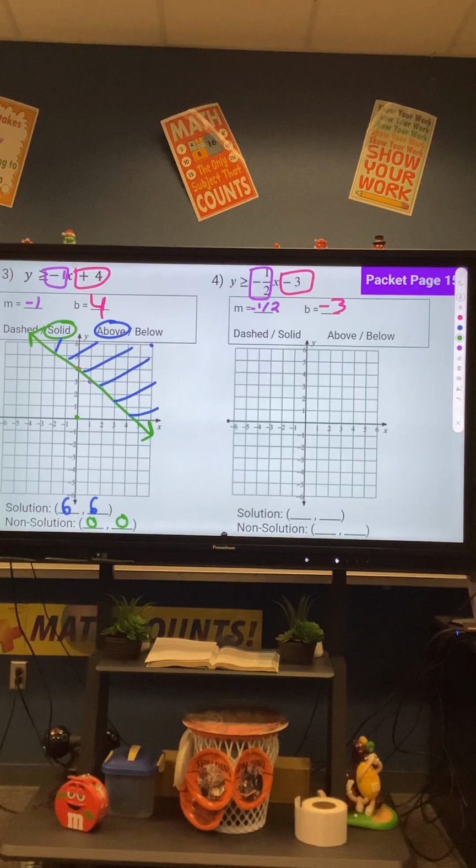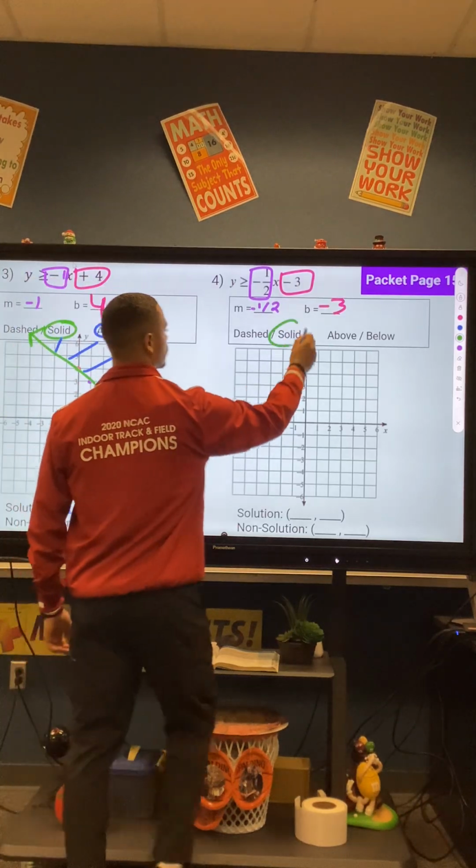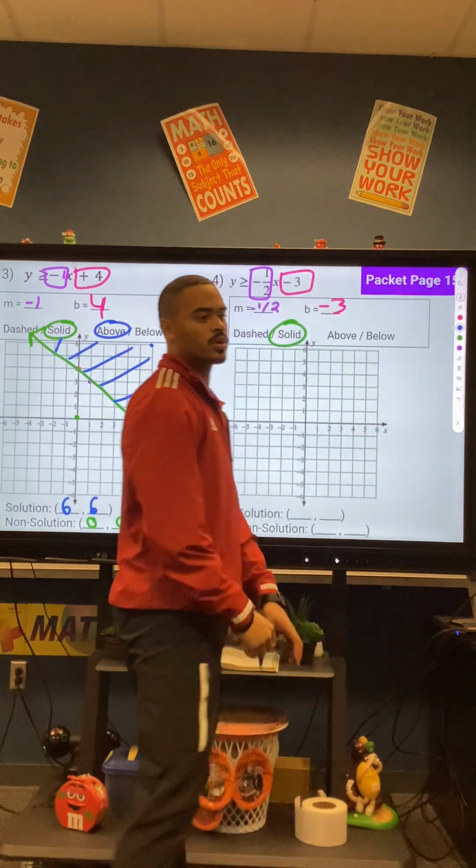Is this going to be a dashed line or a solid line? So can you see the inequality symbol? You see you have a line underneath it. If I have an inequality symbol with a line underneath it, it's going to be a solid line. Easiest question of the day.